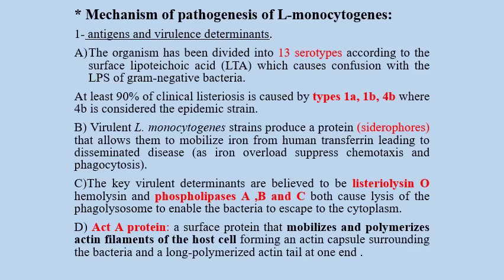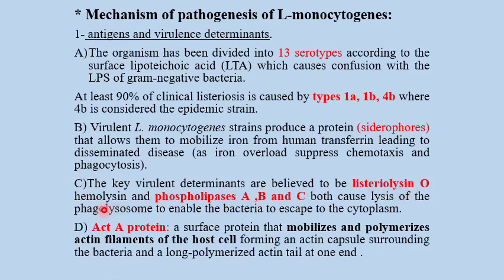Virulent Listeria monocytogenes also produce a protein known as siderophores. These proteins allow the organism to mobilize iron from human transferrin. This leads to accumulation of iron in the body, and as you know, iron overload suppresses the immune system because it suppresses chemotaxis and phagocytosis. This helps the bacteria spread in the body and cause disseminated disease. The key virulence determinants are believed to be Listeriolysin O and phospholipases.